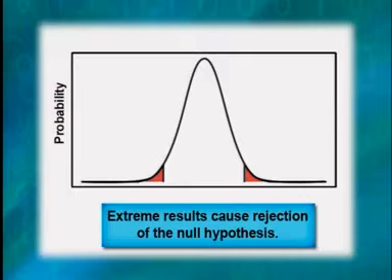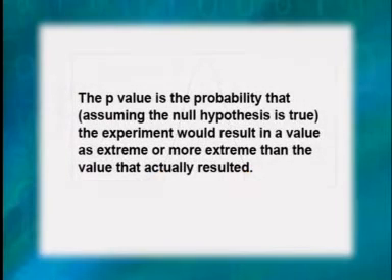So here is just a general graph that describes a null hypothesis. It describes the region in which we're going to reject the null hypothesis if the experiment comes out in that unlikely region, and that is the general form of hypothesis testing. So the p-value is the probability that, assuming the null hypothesis is true, the experiment would result in a value as extreme or more extreme than the value that actually resulted from the experiment.